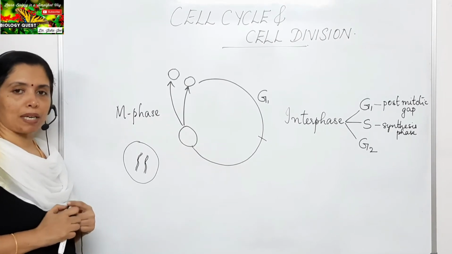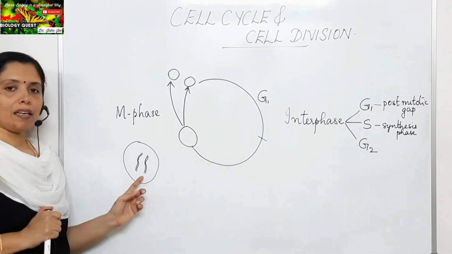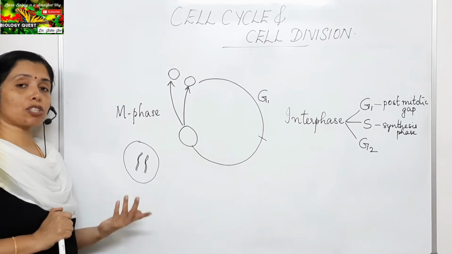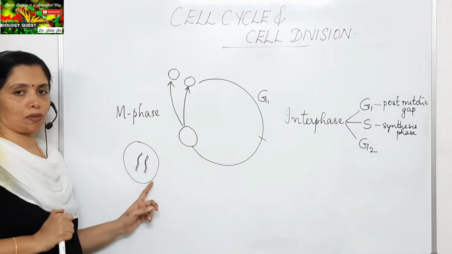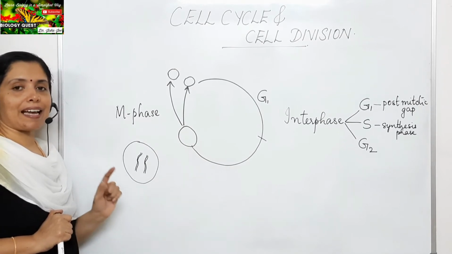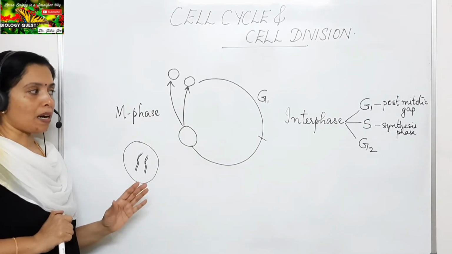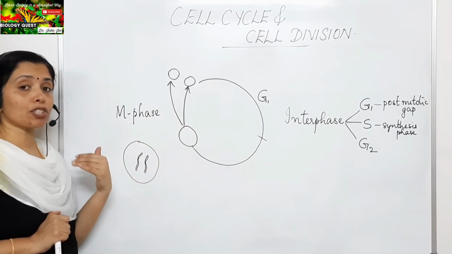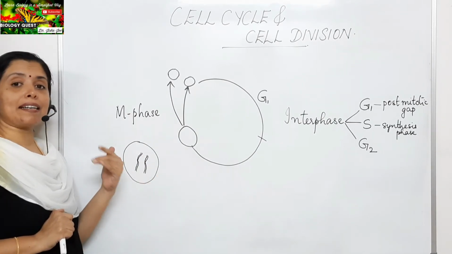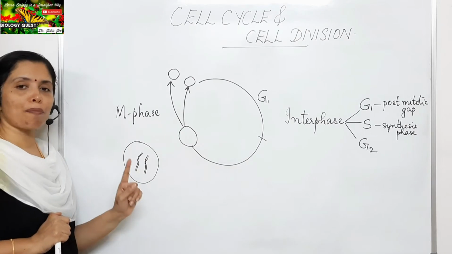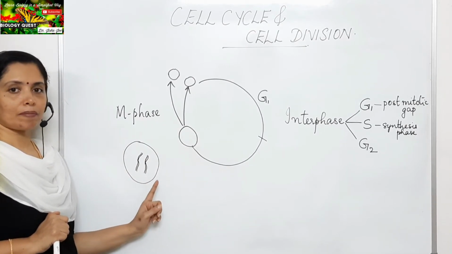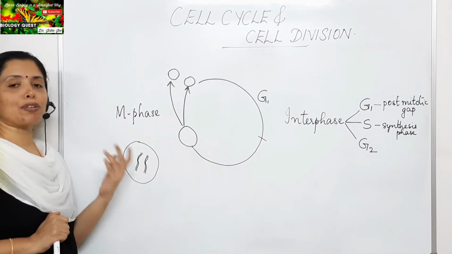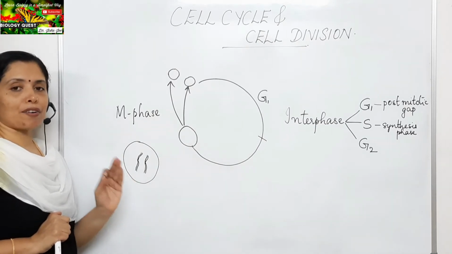joined at the centromere. So just look at the cell. In the beginning also there were just 2 chromosomes. After DNA duplication, or the replication of DNA, we can see only 2 chromosomes. But the DNA content has increased. So remember, during the S phase, replication of the DNA takes place. DNA content doubles, but the chromosome number remains the same.